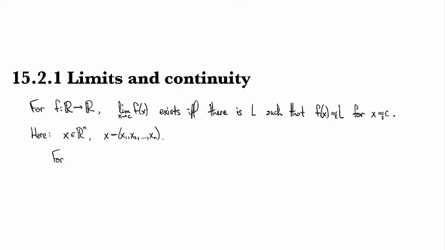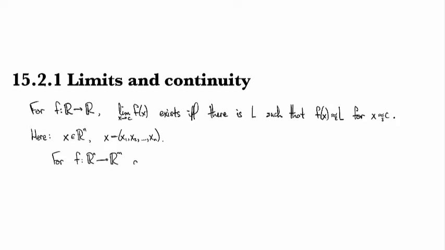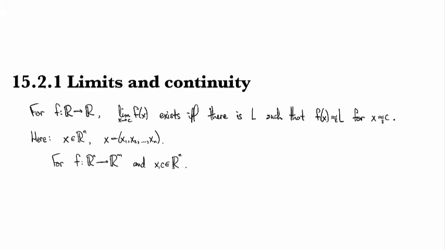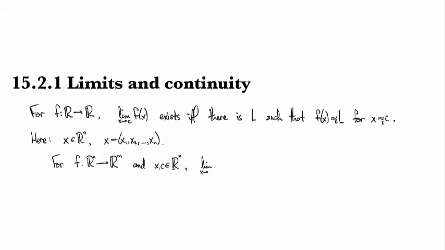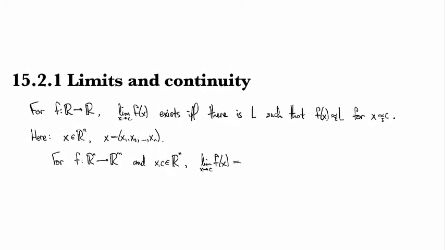So now let's look at a function from Rn into Rm. So a general multivariable function. And we'll take x and c to be elements of Rn. So c is going to have a whole bunch of coordinates, just like x does. Then the limit as x tends to c of f of x is going to be, and now remember f has an output in Rm, so it has m component functions.